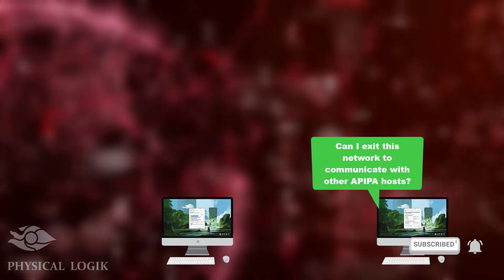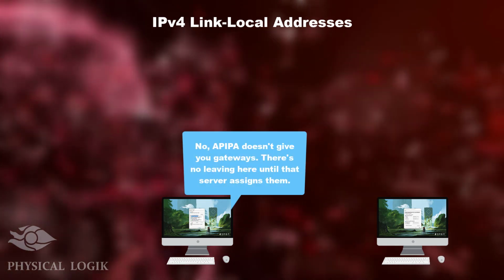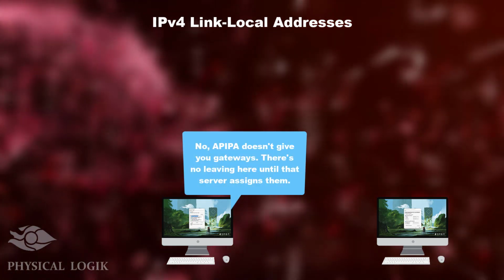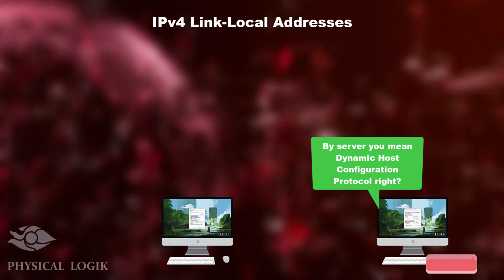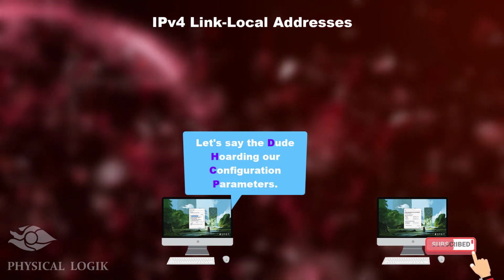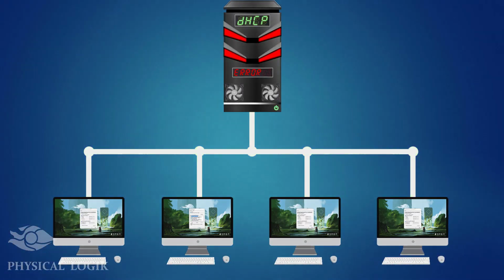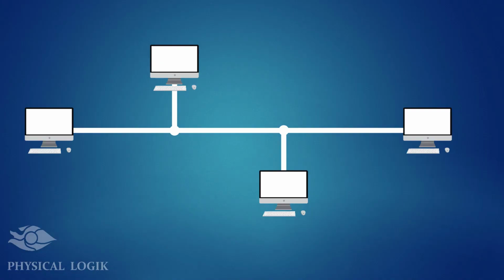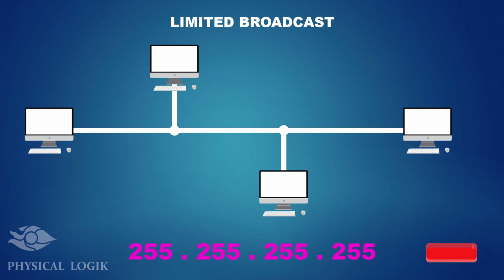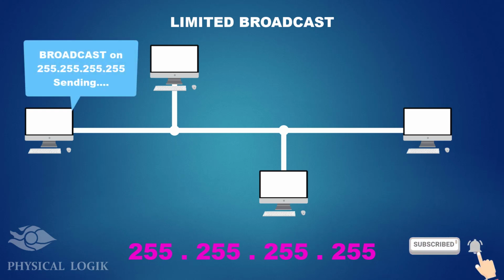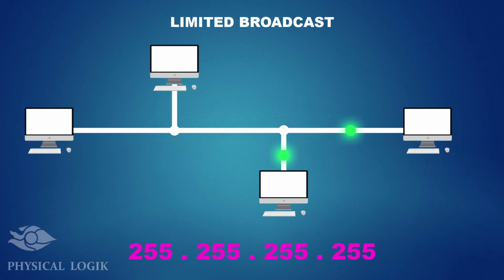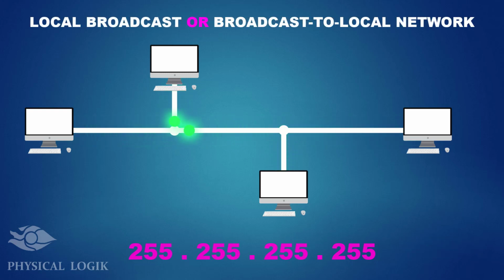APIPA is sometimes referred to as the IPv4 link local addresses, and this is because the scope of these addresses is limited to the link on which they are generated. This means that devices with APIPA can only communicate with one another provided that they are on the same broadcast domain. The last special IP address we'll talk about is the limited broadcast address, 255.255.255.255. It is simply used as the destination IP address to send an IP packet to every host on a segment. It is sometimes called local broadcast or broadcast to local network address.